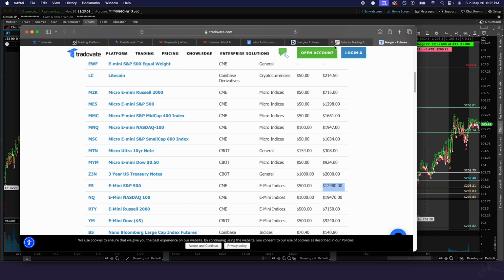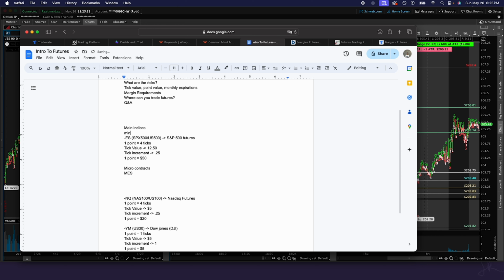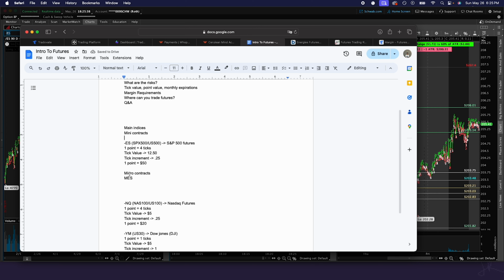One thing that I was going to mention before I got into this, I forgot, is there's also the micro contracts. So the micro contract of ES would be MES, which is micro ES. It's pretty much 1/10 of the value of a mini contract. So this will be the mini contracts. Why they call it mini, I have no idea. But the micro, like I mentioned, is 1/10 of the value of the mini contract.